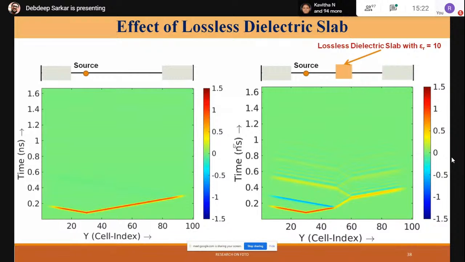So once I had the code ready, I can just simply put in a lossless dielectric slab with, let's say, epsilon r equals 10 at this location. And now I want to launch the pulse over here.